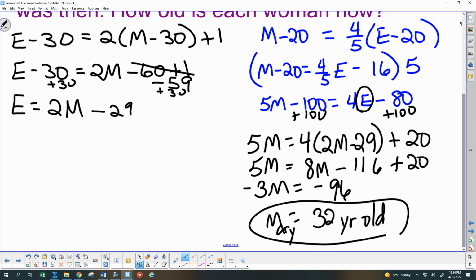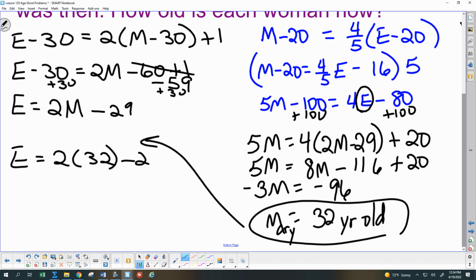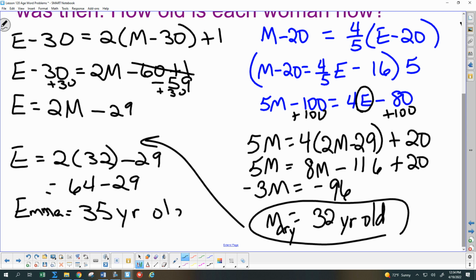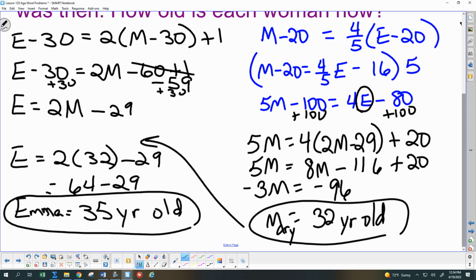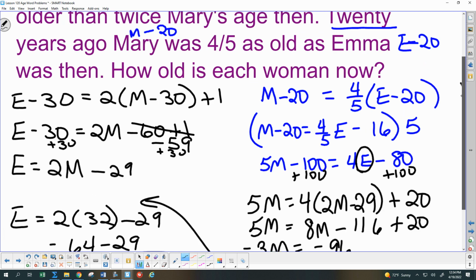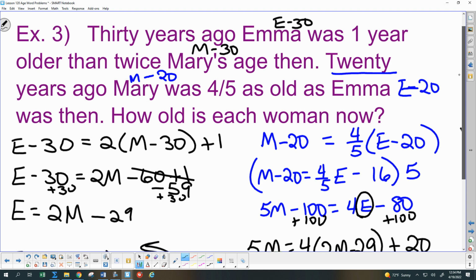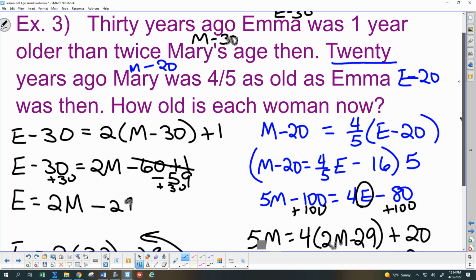And then that should be pretty easy. Bring that back and plug in. And Emma will be 2 times that, minus 29. So 64 minus 29. Emma is 35 years old, as you guys just said you got. And double checking, was I asked to find their ages now or some other time? So now is what we wanted.